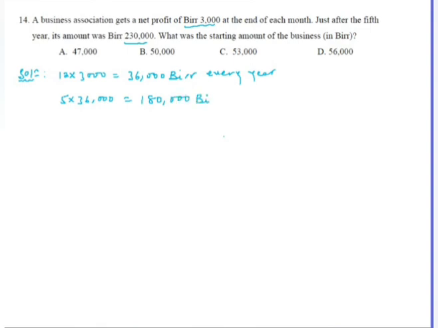This business associate earns a net profit of 180,000 by the end of the 5th year. So currently they have 230,000 and the net profit is 180,000. Therefore, the starting amount will be the total money minus the net profit, which is 50,000. So 50,000 birr was the starting amount of money for this business. So our answer will be B.